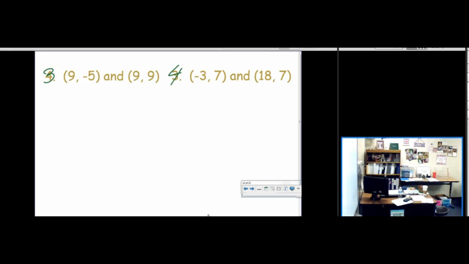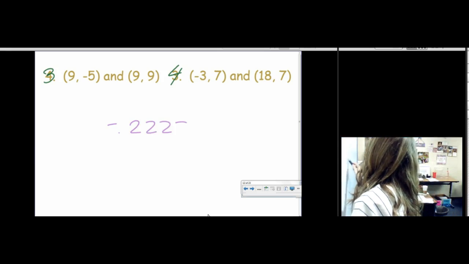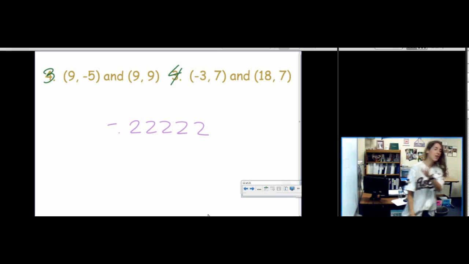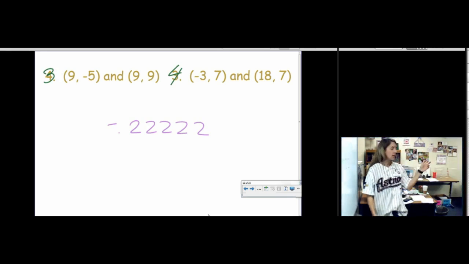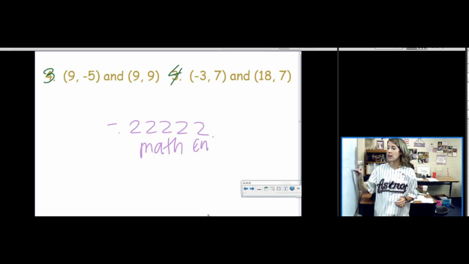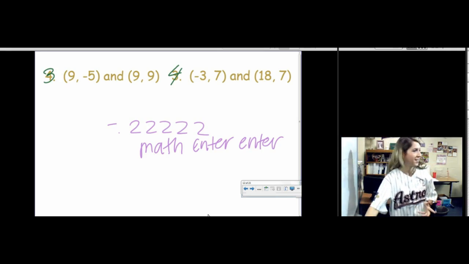One thing I forgot to say. Let's say your calculator gives you an answer like this. Nope. You're never allowed to write that as a slope. Do you know how to convert that to a fraction? Very good. Y'all remember that from last year? Math, enter is your best friend this unit. Every time you get an ugly decimal, math, enter.